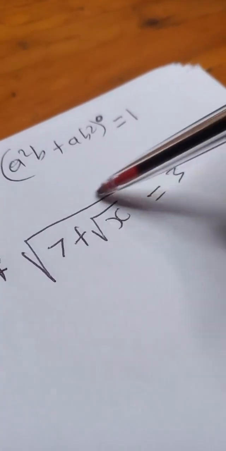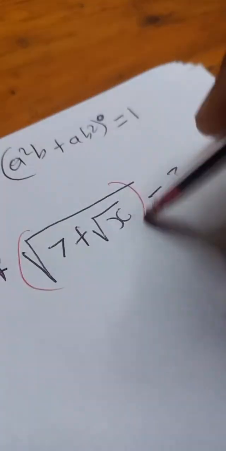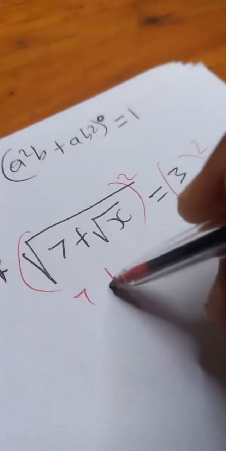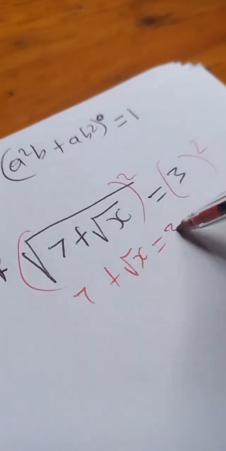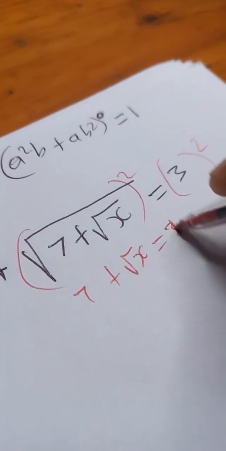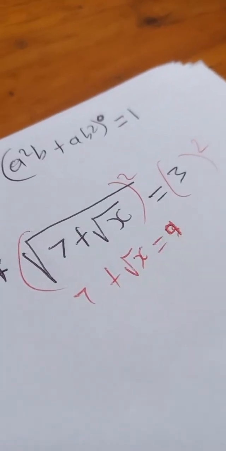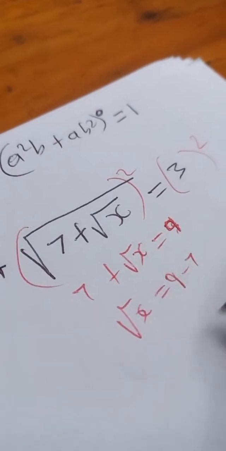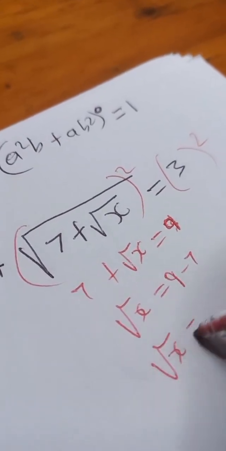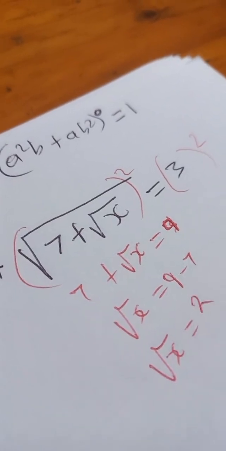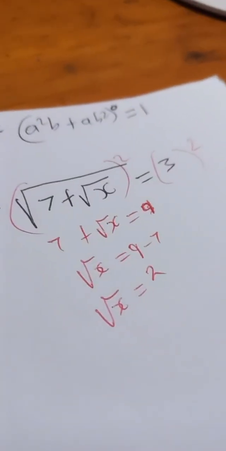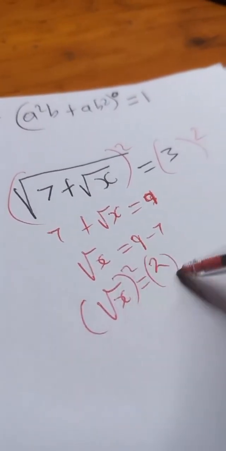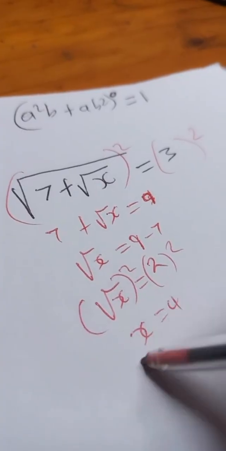What are we doing? Let's remove the first square root, right? And then we are left with 7 plus square root of x is equal to, this is 9, right? And then square root of x is equal to 9 minus 7. Square root of x is equal to 2, right? And then square both sides. x is equal to 4.